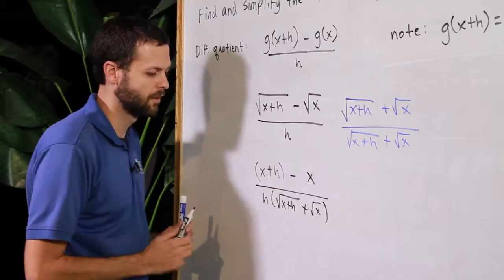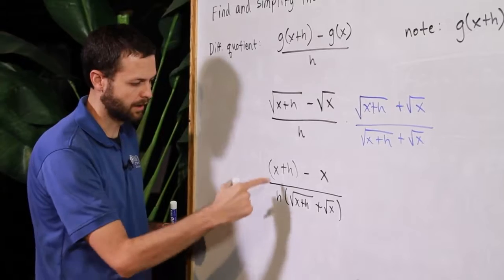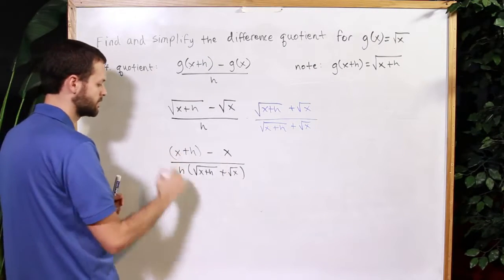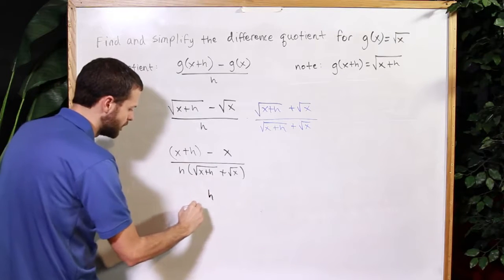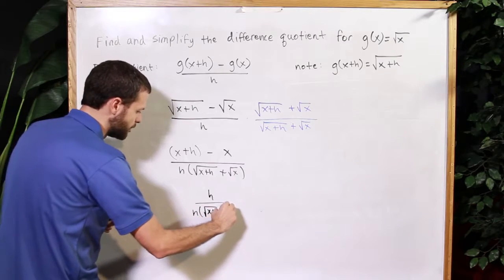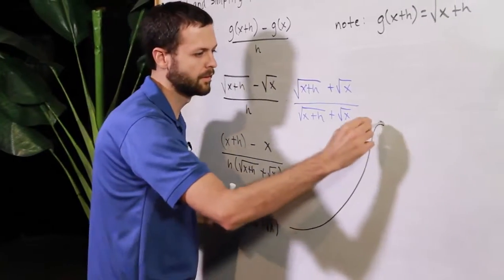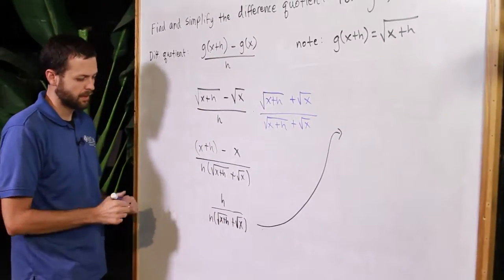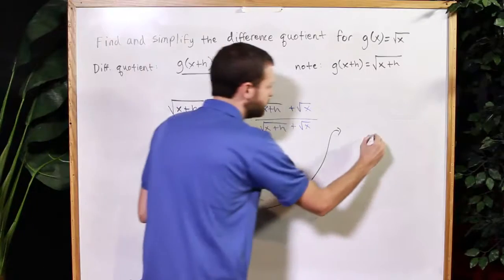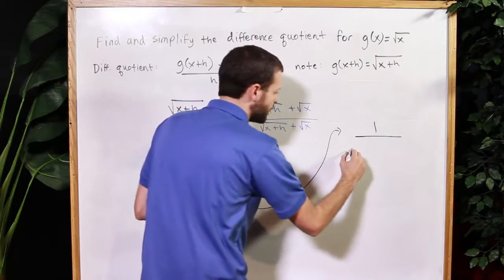We can simplify this expression in the numerator to obtain x plus h minus x. Of course, note that the x and the minus x cancel out, so now I just have h over h times the square root of x plus h plus the square root of x. Okay, let's just work up here. Almost running out of room. Notice that the h's can cancel, and I'm finally left with 1 over the square root of x plus h plus the square root of x.